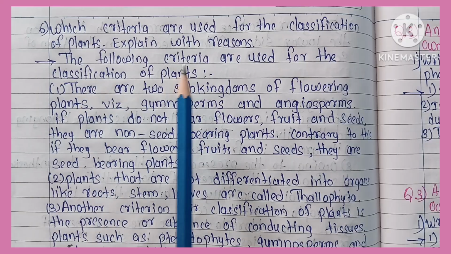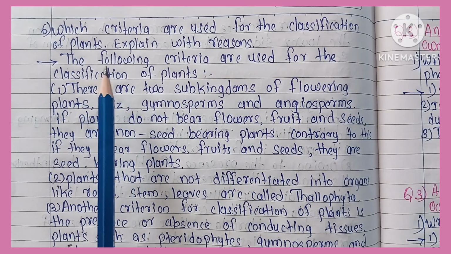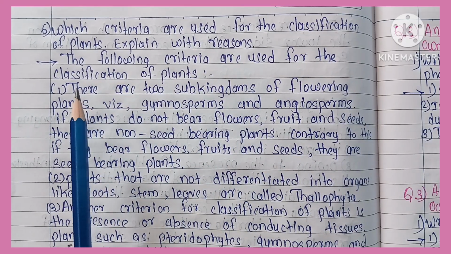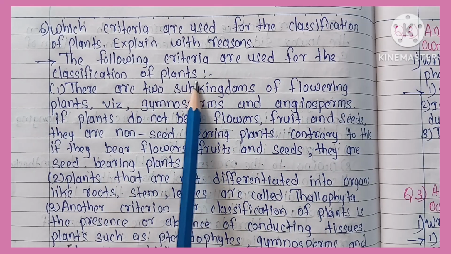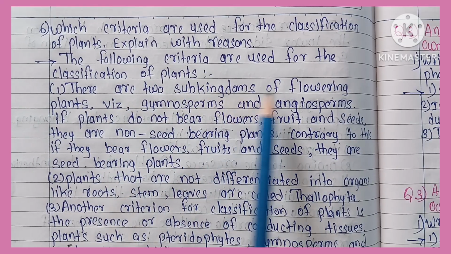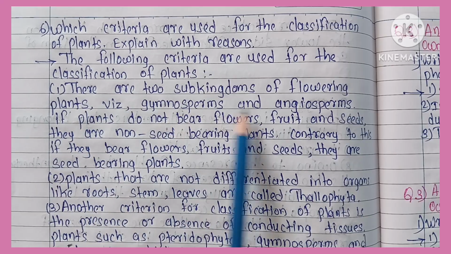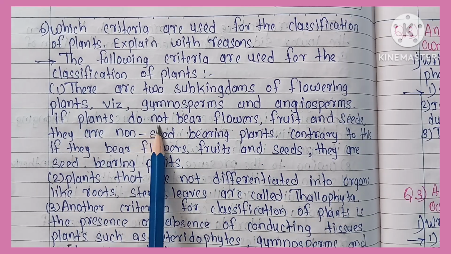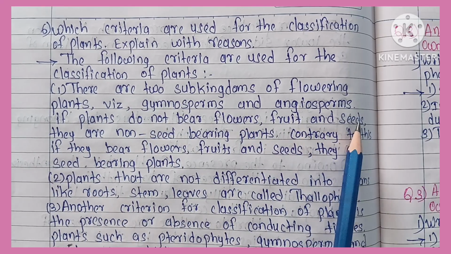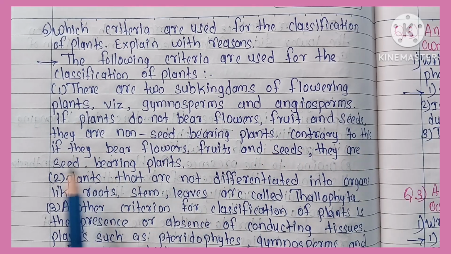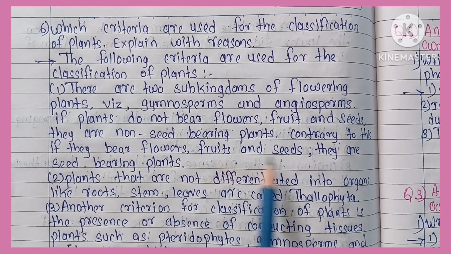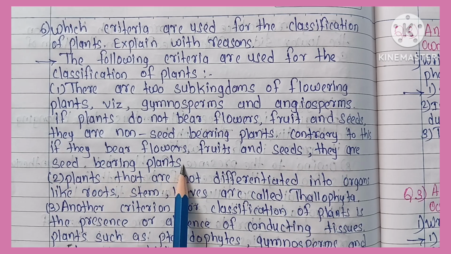Next question, which criteria are used for the classification of plants? Explain with reason. Answer, the following criteria are used for the classification of plants. There are two sub-kingdoms of flowering plants, gymnosperm and angiosperm. If plants do not bear flowers, fruits and seeds, they are non-seed bearing plants. Contrary to this, if they bear flowers, fruits and seed, they are seed bearing plants.